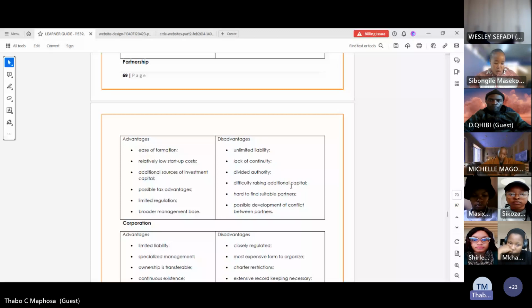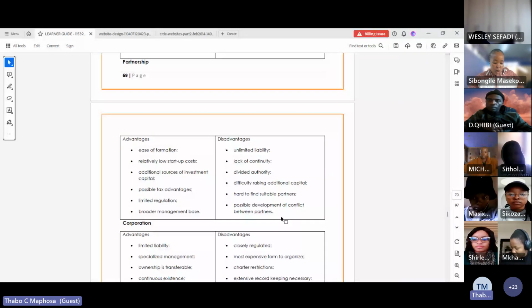And then disadvantages. Now, when it comes to disadvantages, one is still the problem here: the unlimited liability, as previously with the sole proprietorship. Unlimited liability then. And then number two is lack of continuity, almost the same.